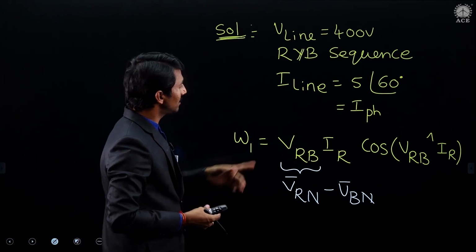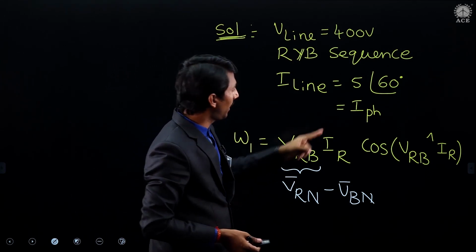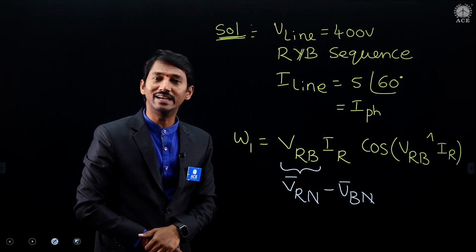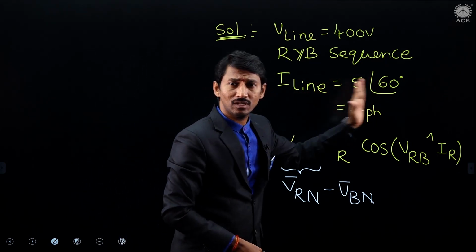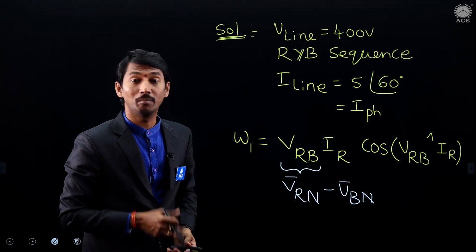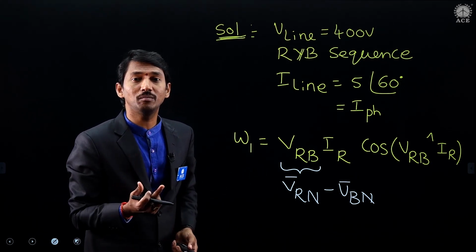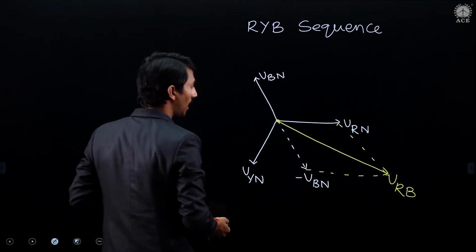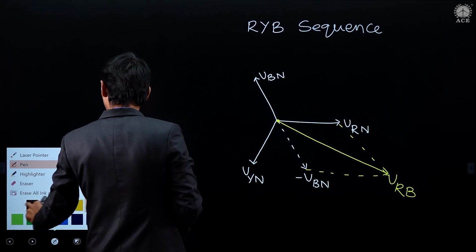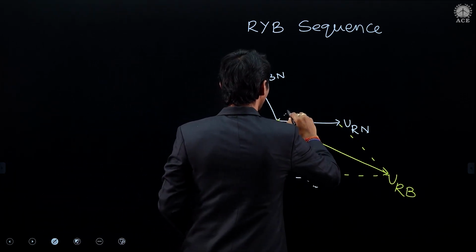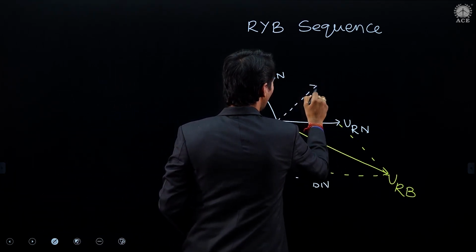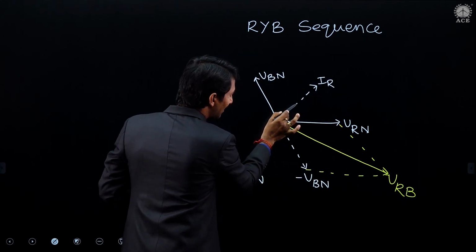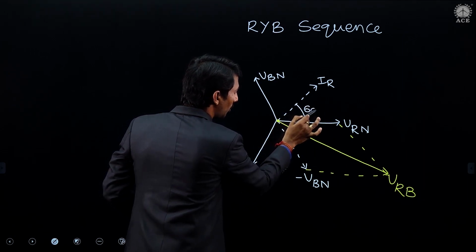Here concentrate. Sir, IR, the line current, is given as 5 at an angle of 60. Current with a plus angle, is it leading or lagging? It is a leading current by how much? 60 degrees, with respect to its own phase voltage. So if this is VRN, where will be the IR vector? This is the IR vector.